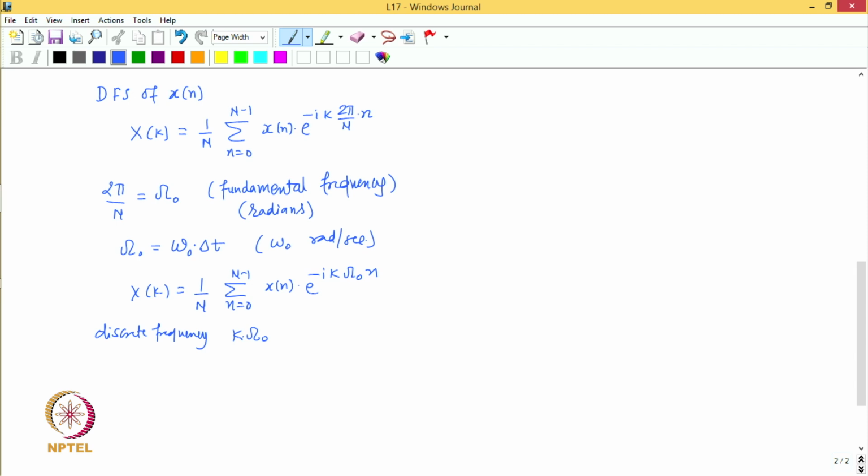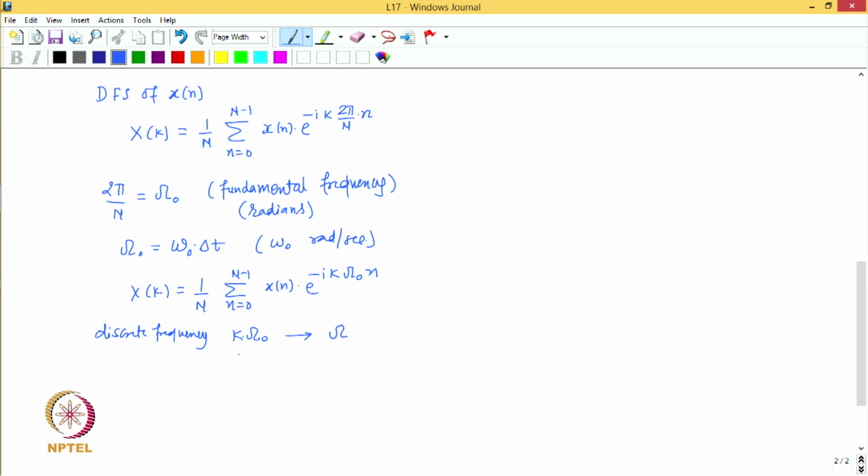Okay. No longer are the frequency components discrete, they become so closely packed that the frequency becomes a continuous variable, and therefore, this k omega naught we should be representing by a continuous variable omega. Okay.